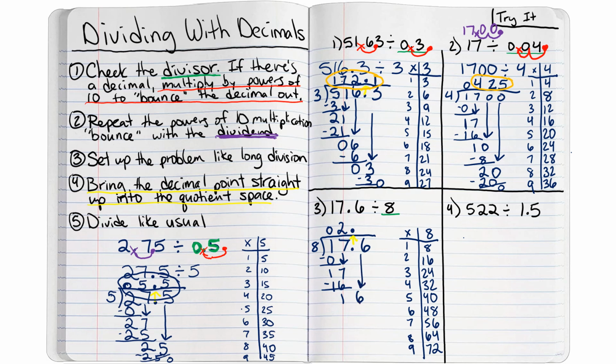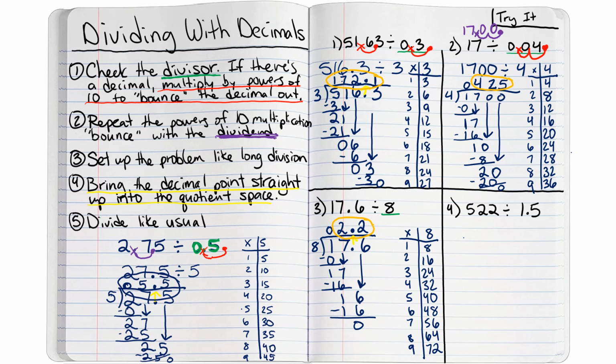Notice I'm just working around my decimal point. It's not stressing me. I already put it in the answer. 16 divided by 8 is 2. 2 times 8 is 16. And I'm done. My answer is 2 2/10.